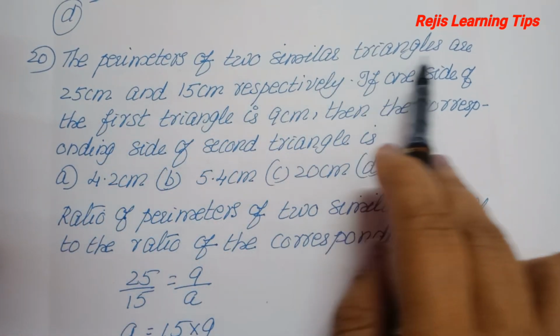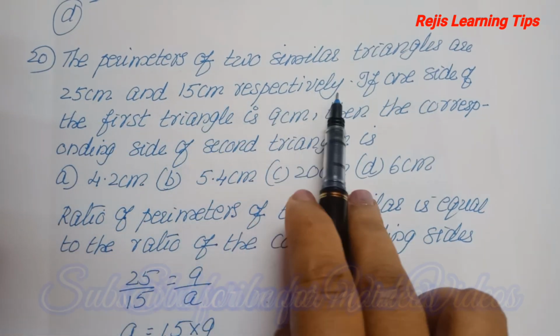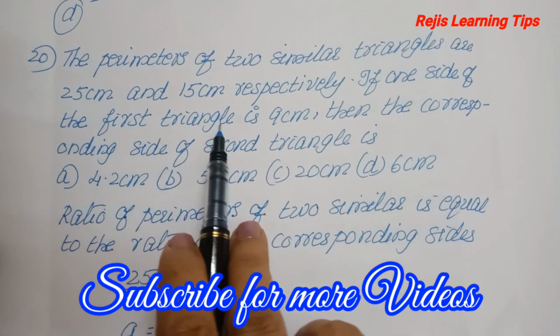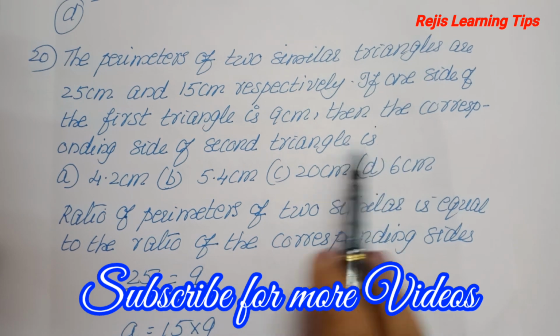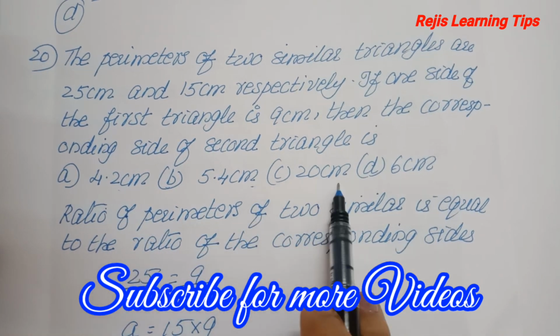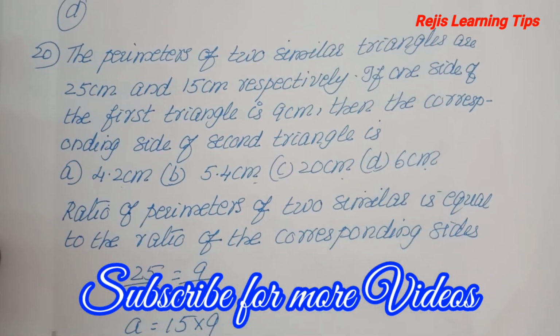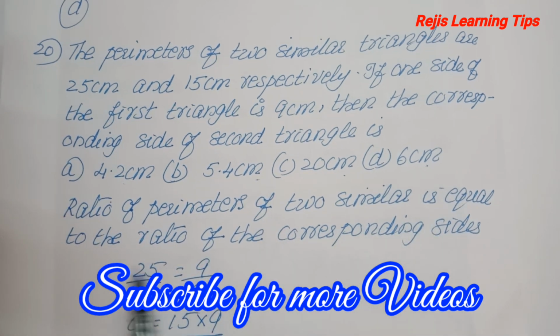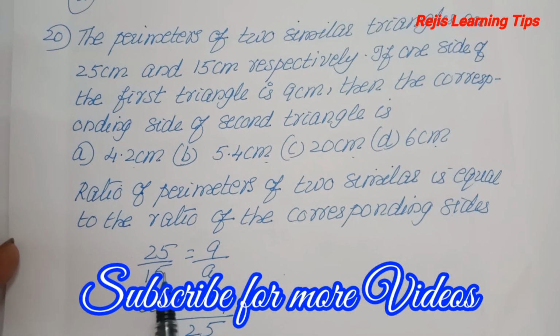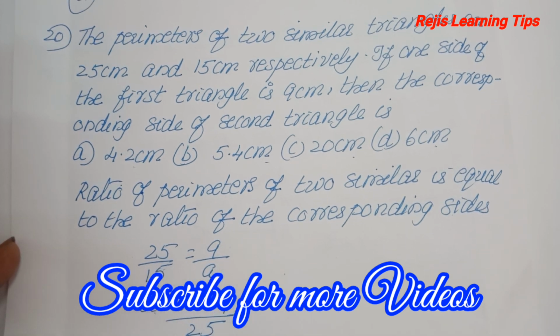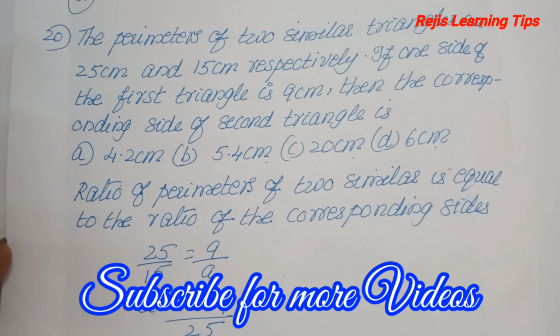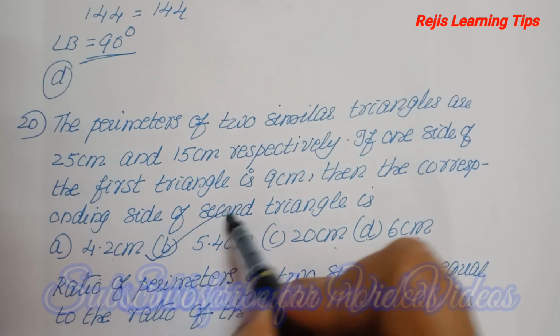The perimeters of two similar triangles are 25 cm and 15 cm respectively. If one side of the first triangle is 9 cm, then the corresponding side of the second triangle is 4.2 cm, 5.4 cm, 20 cm, or 6 cm. The ratio of the perimeters of two similar triangles is equal to the ratio of the corresponding sides. Therefore, the ratio of the perimeters 25 by 15 is equal to 9 by A. So A is equal to 15 into 9 divided by 25. So A is equal to 5.4 centimeter. So our option is B.